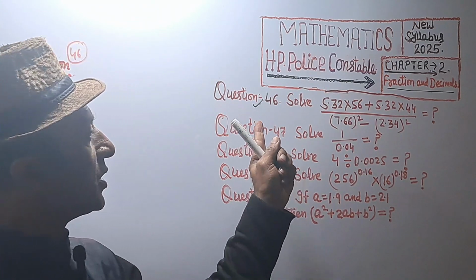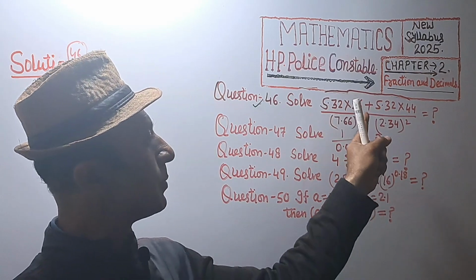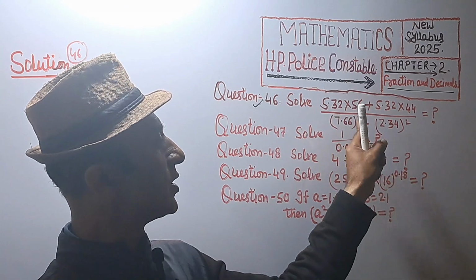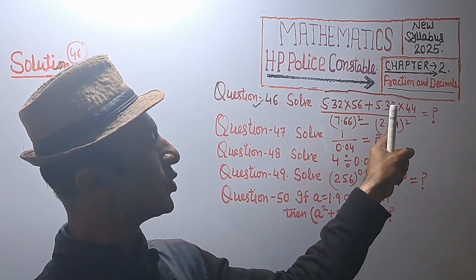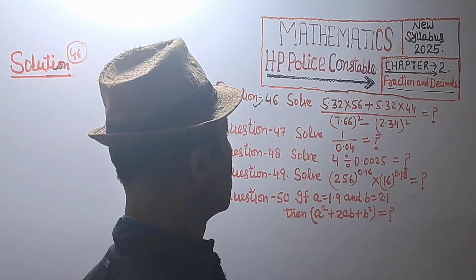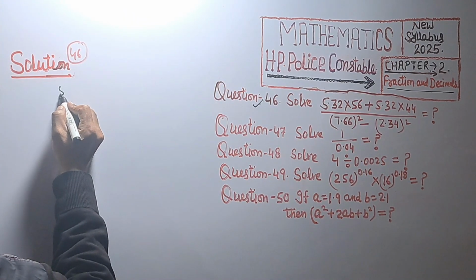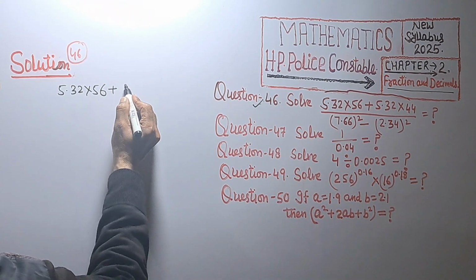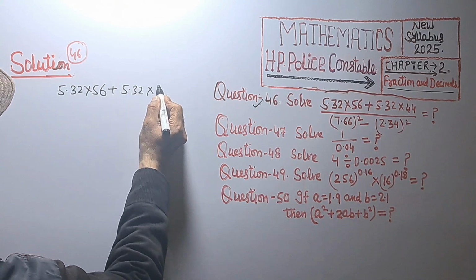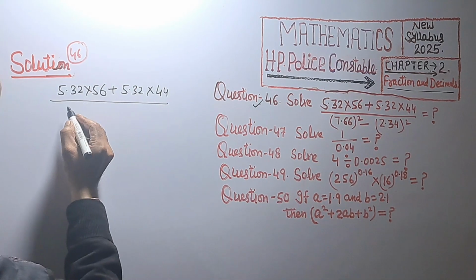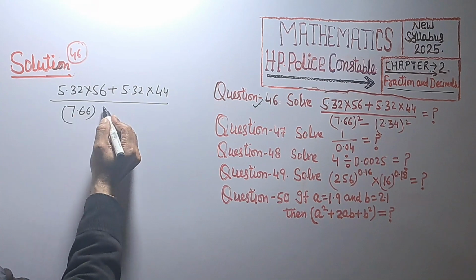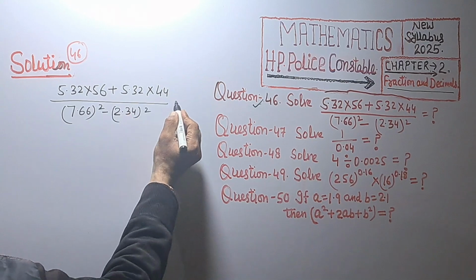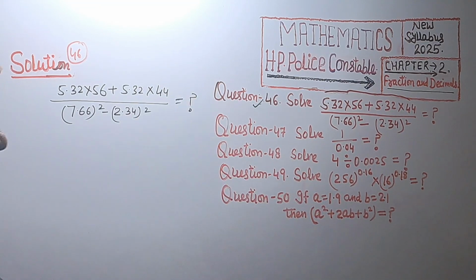Question number 46. Solve 5.32 × 56 + 5.32 × 44 divided by 7.66 raised to power 2 minus 2.34 raised to power 2 equals question mark. Solution is 5.32 multiplied by 56 plus 5.32 multiplied by 44, divided by 7.66 raised to power 2 minus 2.34 raised to power 2 equals question mark.